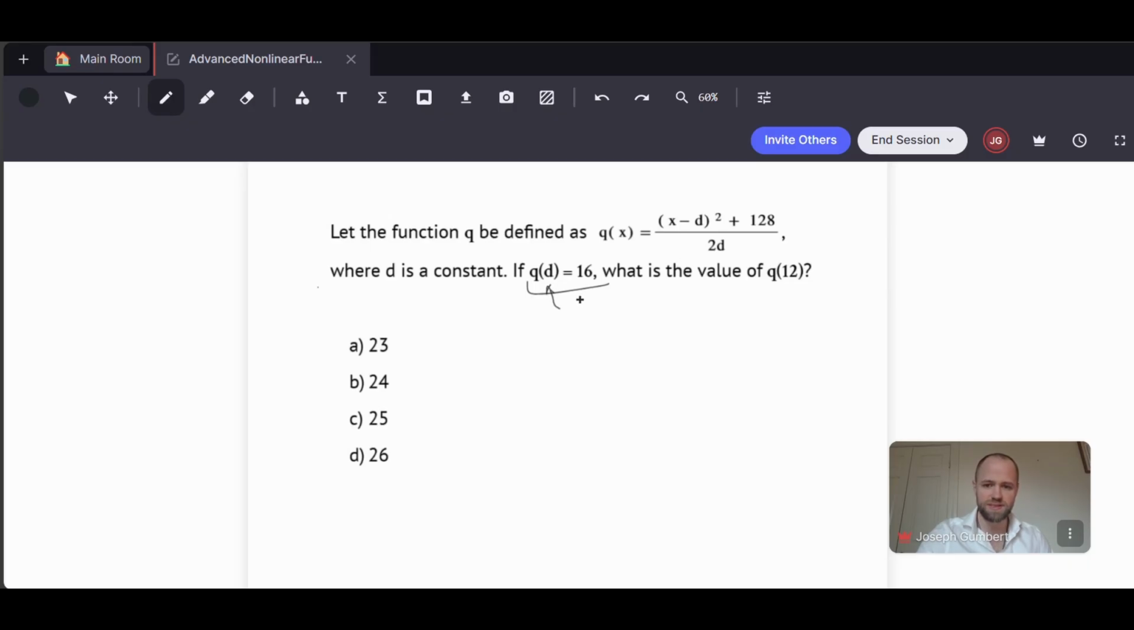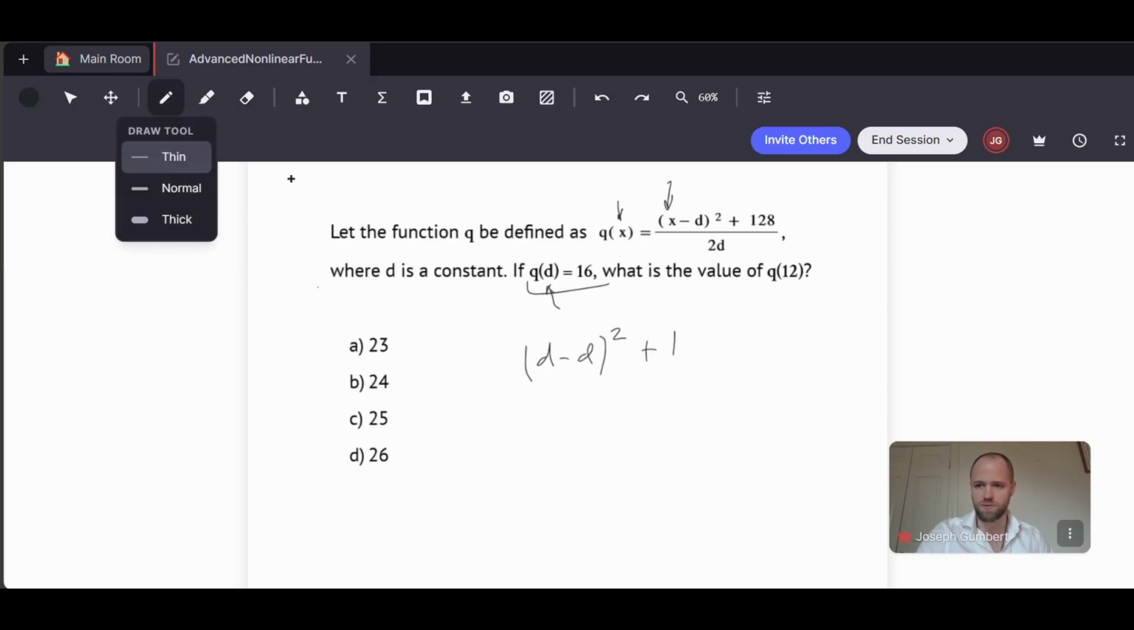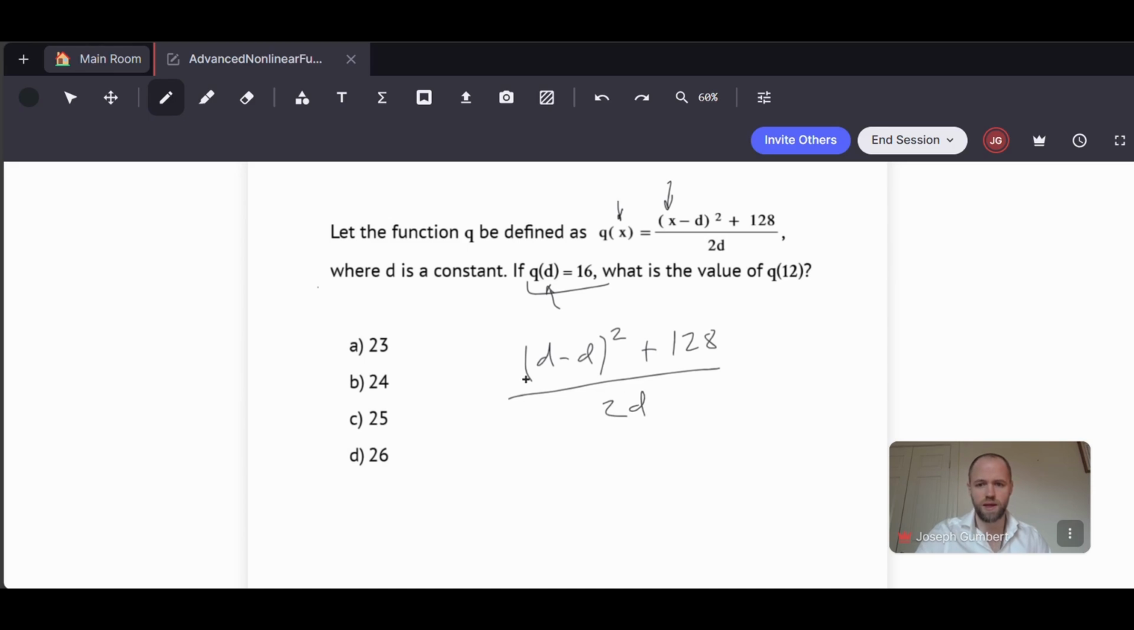So if I plug this d in for this x value, because this d is now replacing x, then I could do something like (d minus d) squared plus 128 all over 2d. And this is going to equal 16, right? And so this d minus d squared, that just becomes 0. And so I get 16 is equal to 128 over 2d. And this allows me to solve for d then, right?